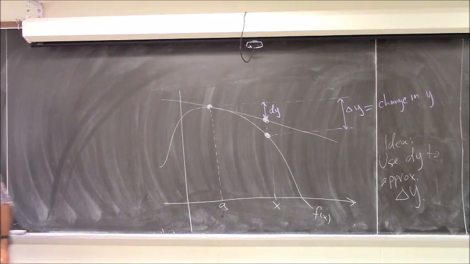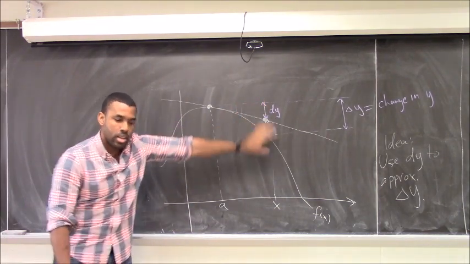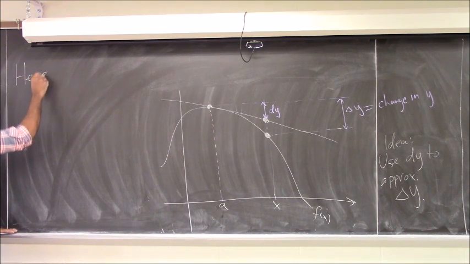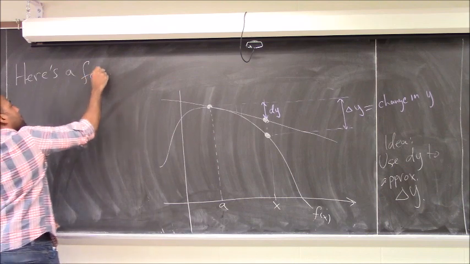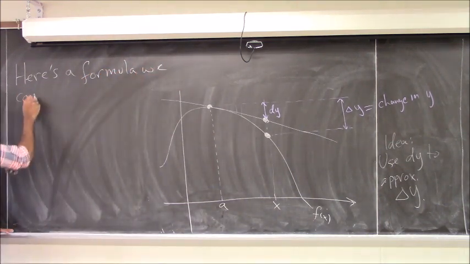But that's the idea. We're going to use the difference between the tangent line to talk about the difference in the actual value of the function, and this approximation can get pretty good if we're very close. So here's a formula we can use. It's the linear approximation formula.